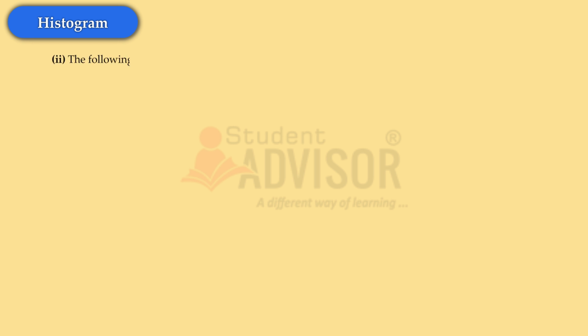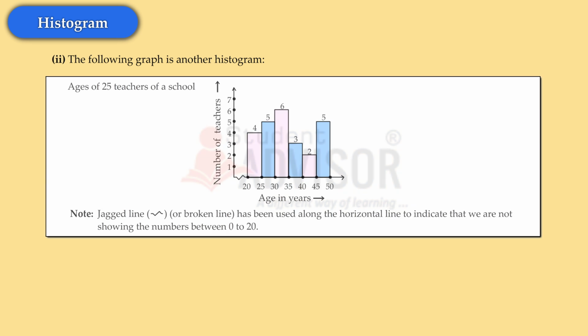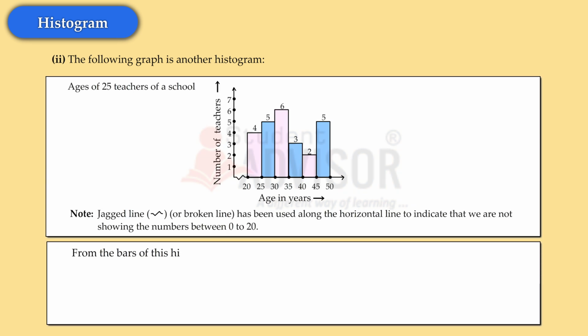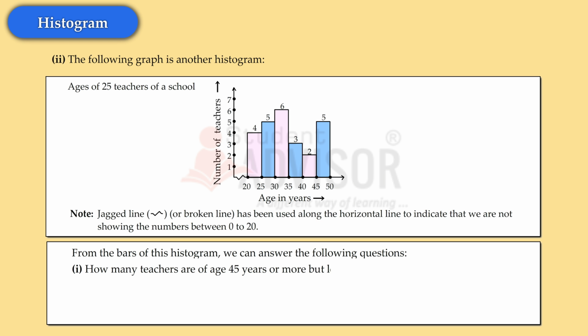Two. The following graph is another histogram. From the bars of this histogram, we can answer the following questions. Question 1. How many teachers are of age 45 years or more but less than 50 years? Answer: 5. Question 2. How many teachers are of age less than 35 years? Answer: 15.